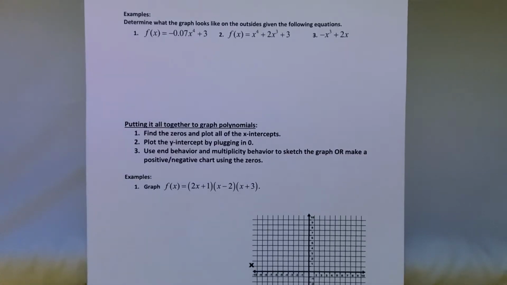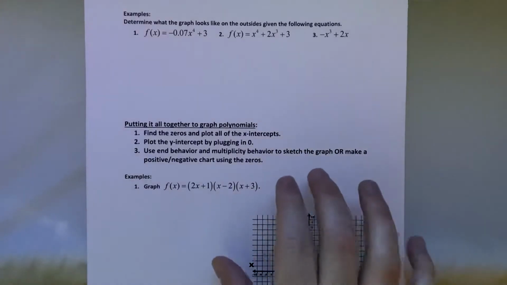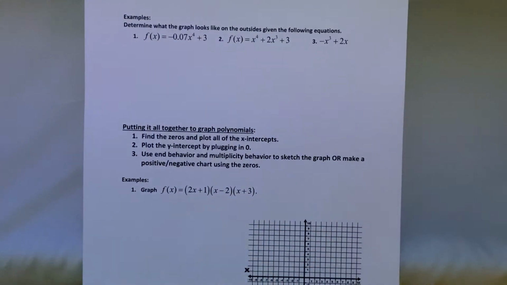Okay, business algebra. In the last video, we talked about some of our rules for the end behavior of polynomials based on graphs. Now let's see how we can figure it out based on the equations. Determine what the graphs look like on the outsides given the following equations. That's a nice way of saying determine the end behavior. Your end behavior is determined by your largest power of x and the coefficient.